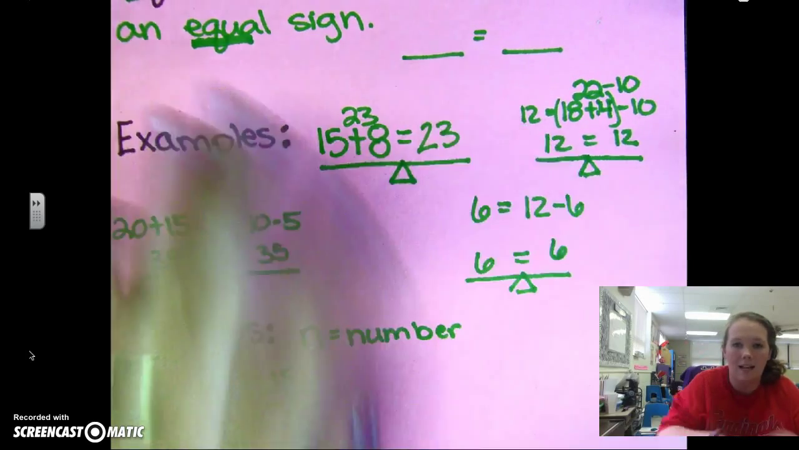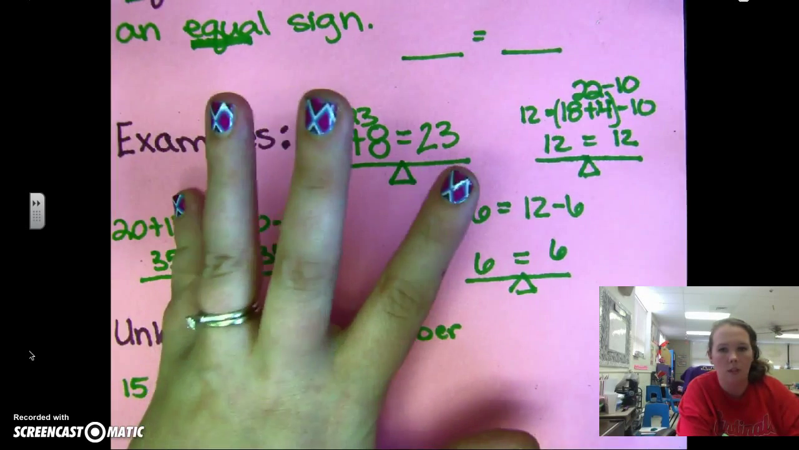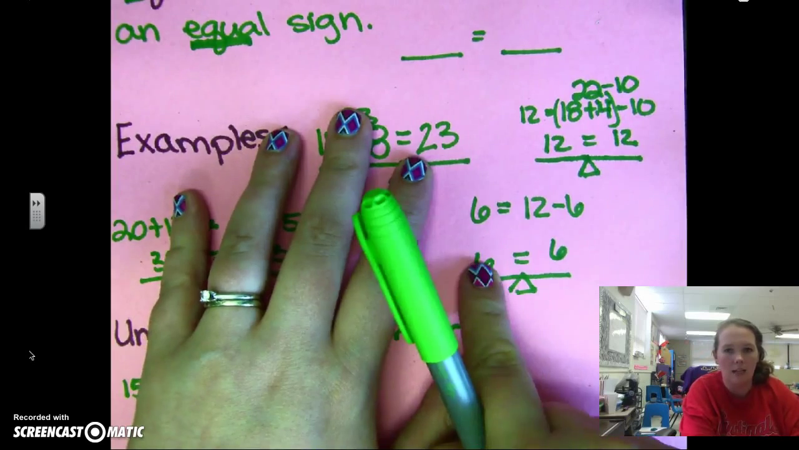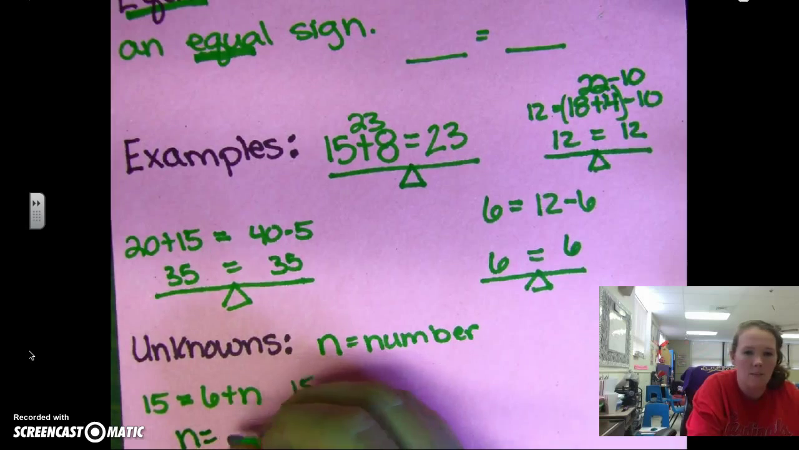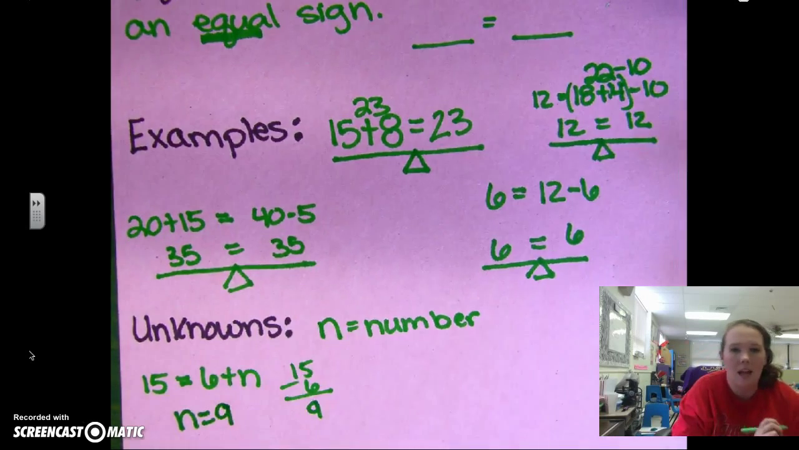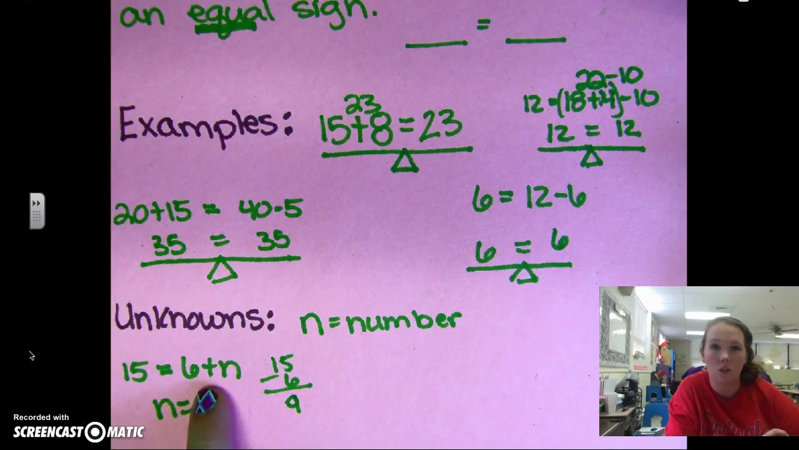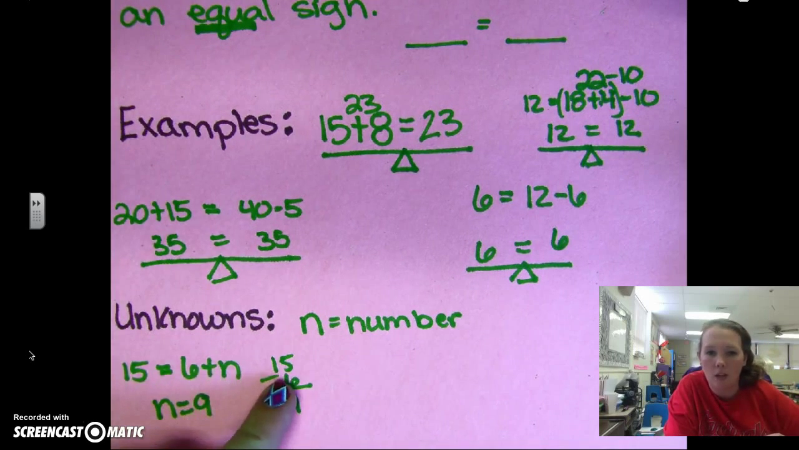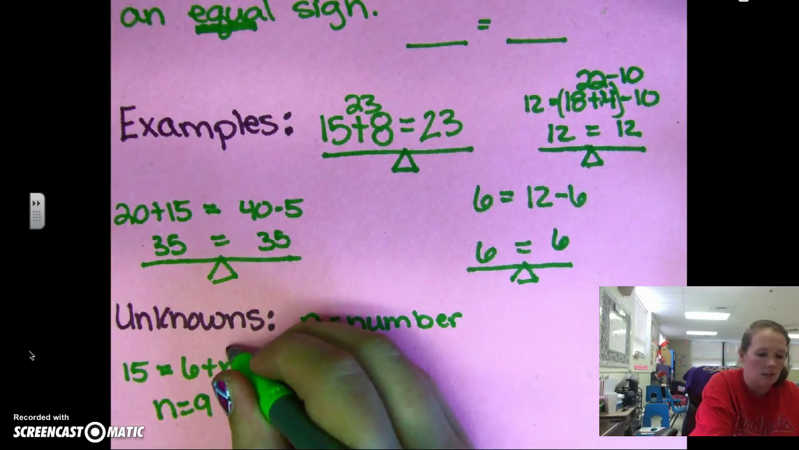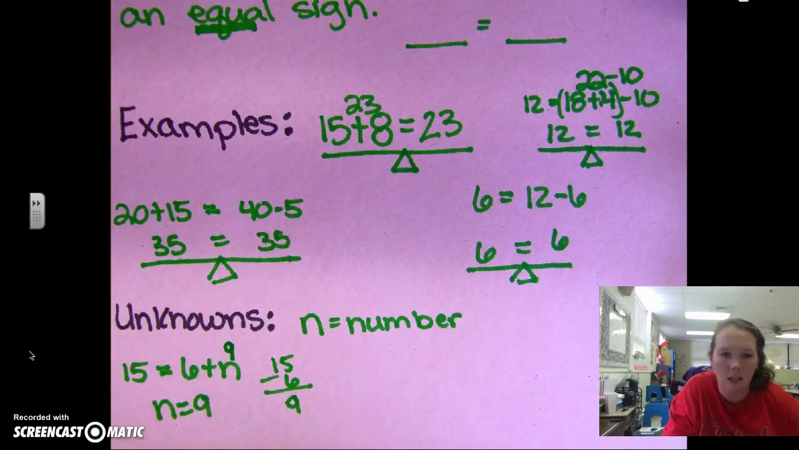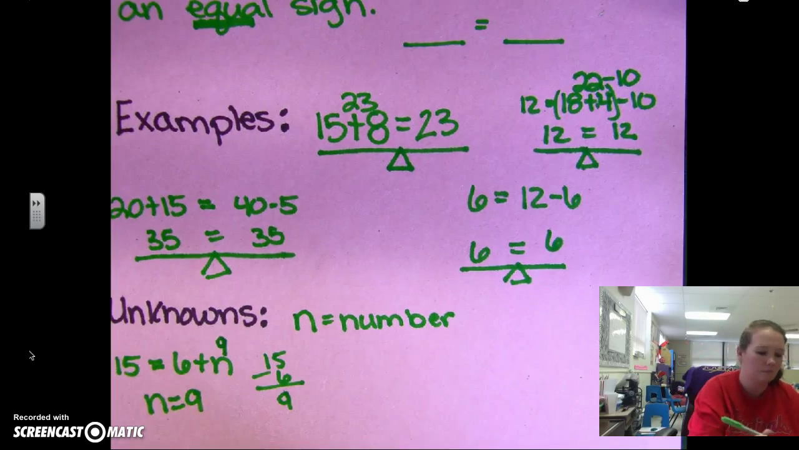So I got 9. If I do it this way, 15 minus 6, 15, 14, 13, 12, 11, 10, 9, I still get 9. So now I know that N is the same thing as 9. Do you see how the fact families really helped me out? Even though this was an addition problem, I used subtraction to figure out what to put here. And then I can check to make sure I'm right by doing 6 plus 9. 6 plus 9 equals 15. It balanced. It's an equation.